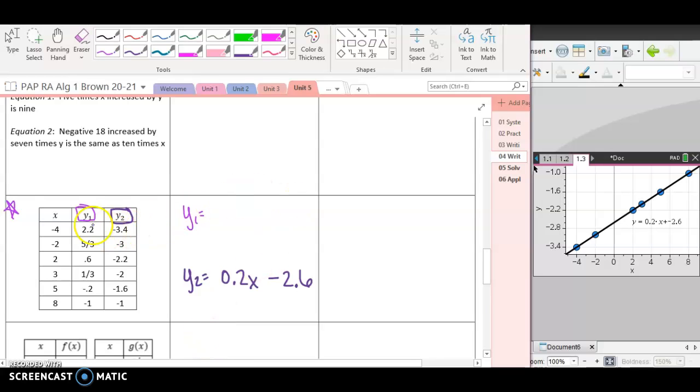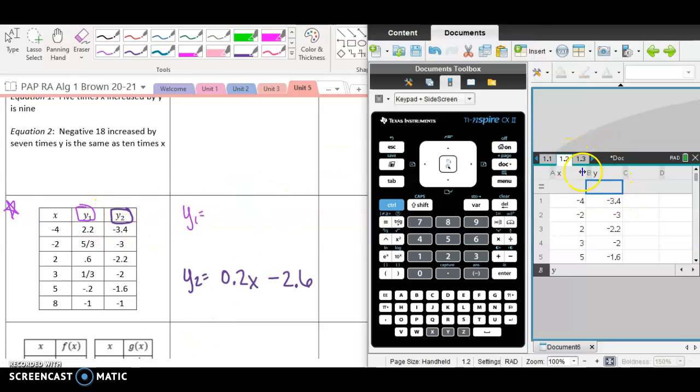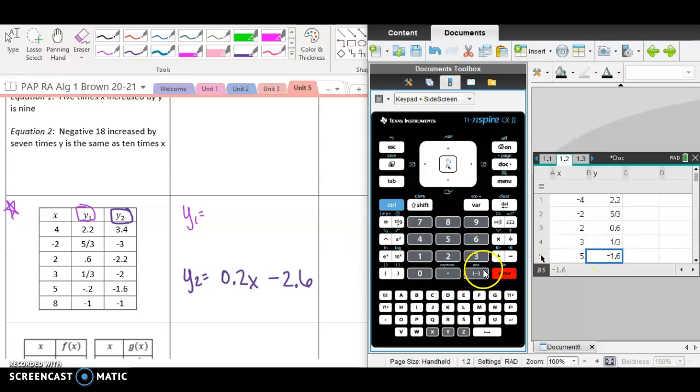Okay, so let's go back to the y1. Okay, all of my x values are still the same, so the only thing I need to change are my y values, right? So let's go down the line here and change these. Now we have to make sure we change them and put the right things in there, right? So 2.2, we have 5 divided by 3. Remember, a fraction is nothing but a division problem. 5/3 is the same thing as 5 divided by 3. 0.6, hit enter. 1 divided by 3. -0.2. Okay, and then -1. Okay.